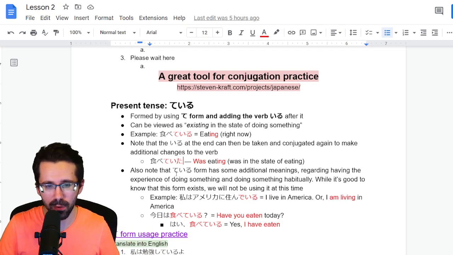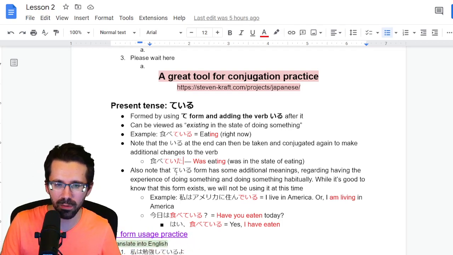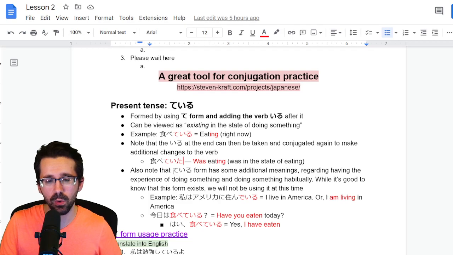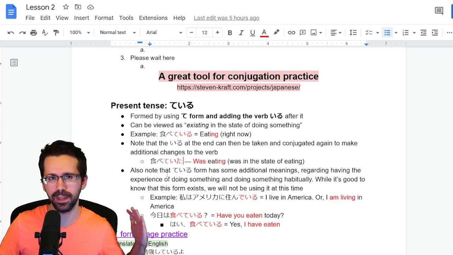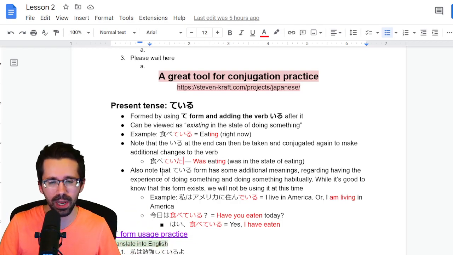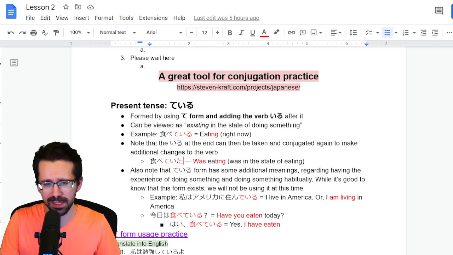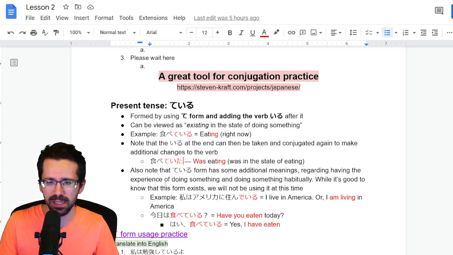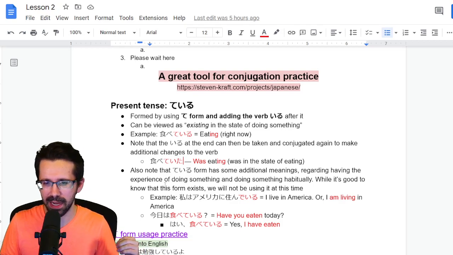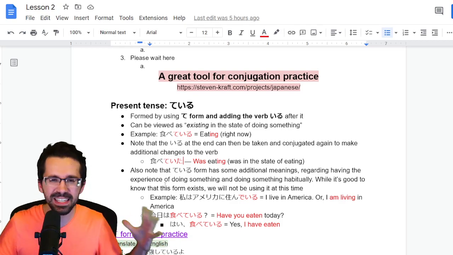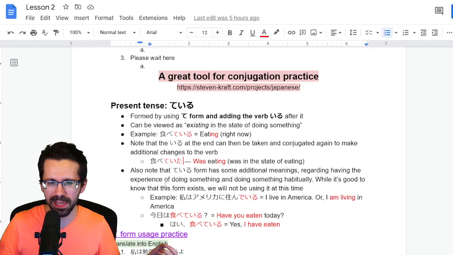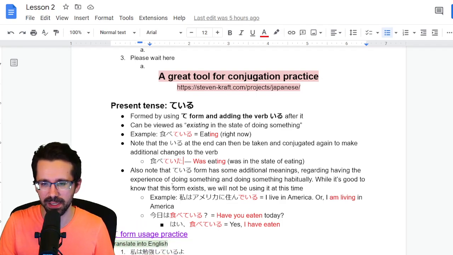It's good to know that there is a second meaning for te iru form that's quite a bit more complicated. You don't have to really know this too well at this point. It's good just to know that it exists, and we will continue to practice this second meaning of te iru form in the future. The second meaning of te iru form is somebody kind of is something. It's almost making the verb function like an adjective and showing the state of somebody.